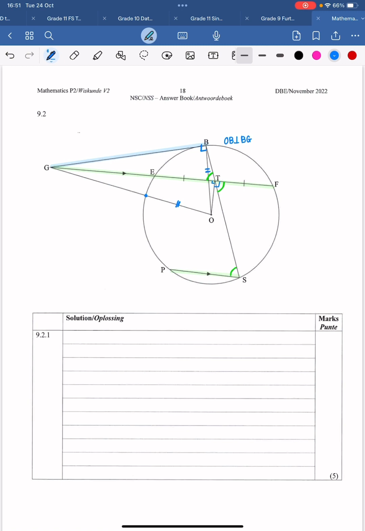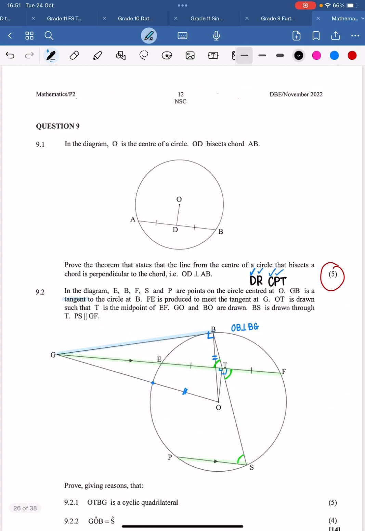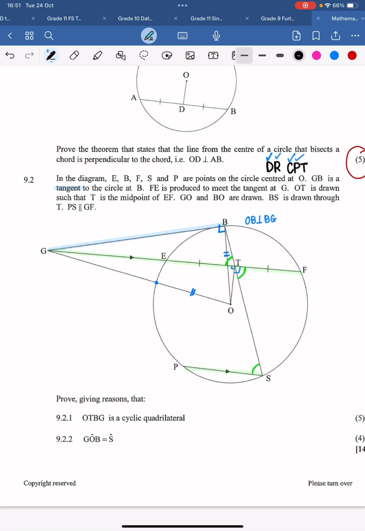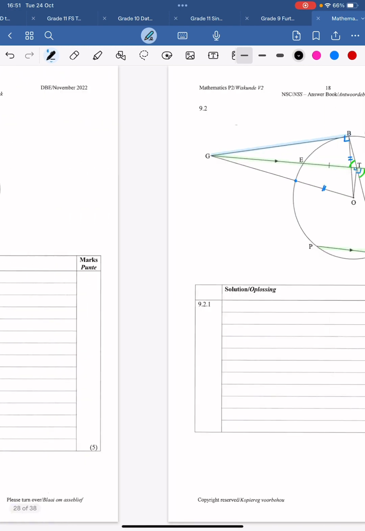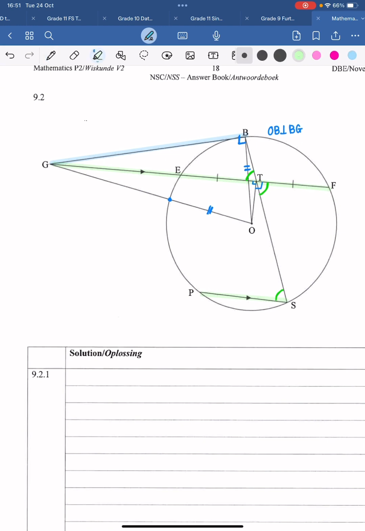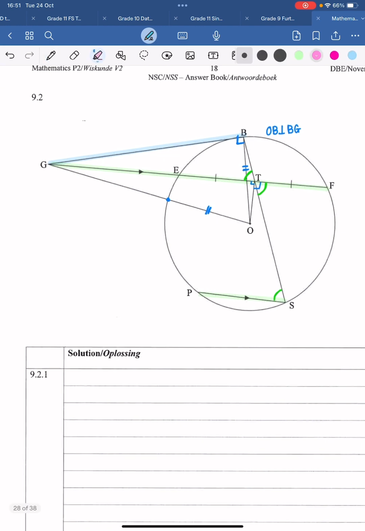All right, what is the first question? Let's see. Prove, giving reasons, that OTBG is a cyclic quad. OTBG. I'm looking the wrong way around. Okay, OTBG. So on here now, I'm going to highlight this in a different color. Let's do pink. So I have OT and then BG, so that I know exactly what I'm looking at.